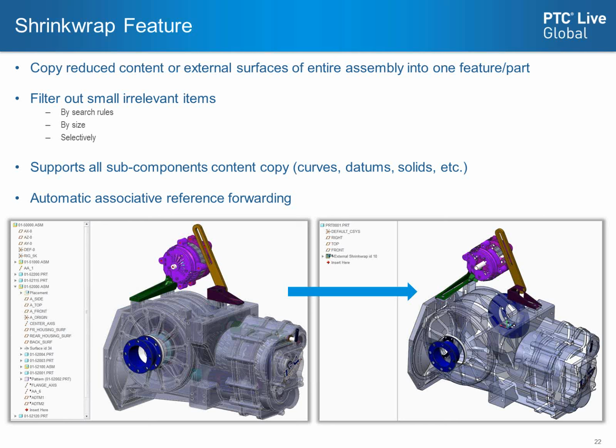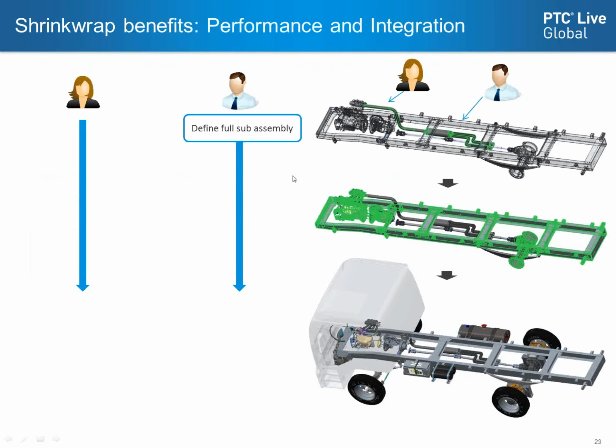It can also help for IP protection. If you want to share a certain assembly to a partner or to a vendor and you don't want to expose certain details, you can provide a shrink-wrap that contains only the relevant information without exposing anything inside. So let's see how it would work in this type of case. Let's say I have two different designers. One of them is responsible for this chassis. The other one is responsible for this exhaust system.